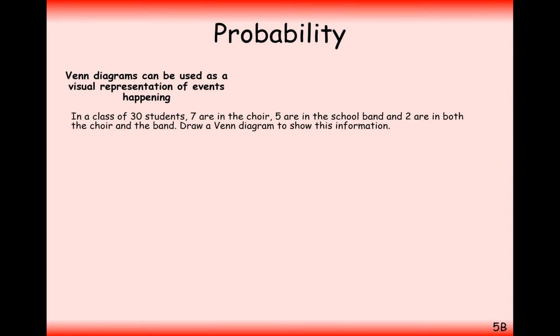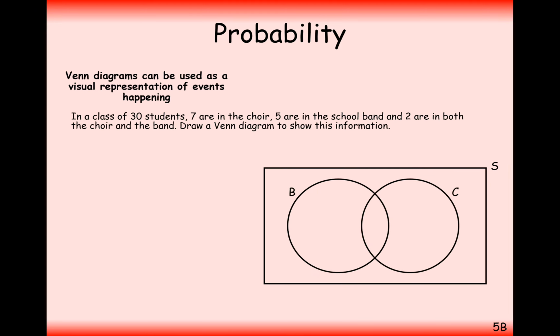Let's move on to a slightly different question here now. So in a class of 30 students, 7 are in the choir, 5 are in the school band, and 2 are in both the choir and the band. Draw a Venn diagram for this information. Well, as we said earlier, we need to fill in the intersection part first. So here 2 are both in the choir and the band. So 2 students are going to fill in the centre of this Venn diagram.